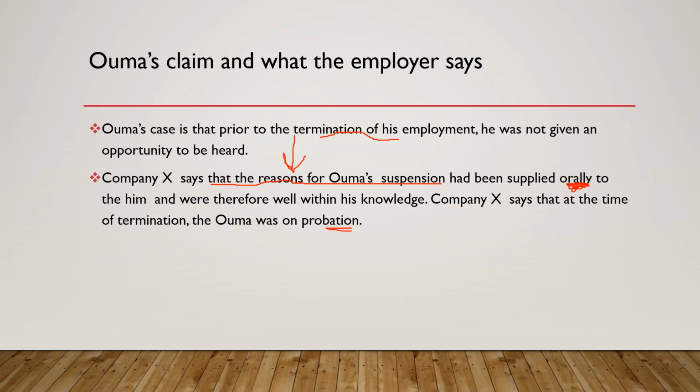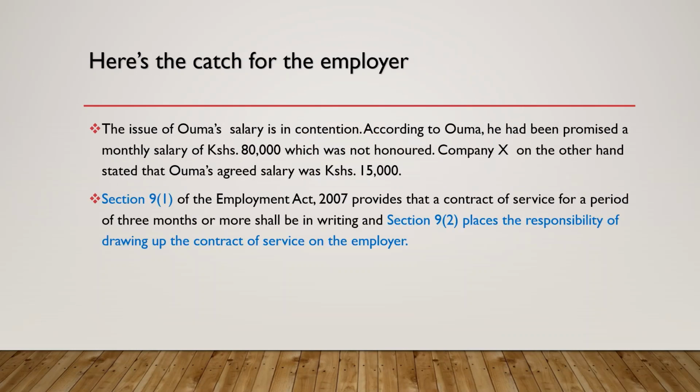When it comes to employment and oral contracts, and in this particular instance I'm referring to section 9 of the Employment Act of Kenya 2007, a contract of service for a period of 3 months or more shall be in writing, and furthermore to this, according to section 9.2, the responsibility to actually draw up a contract of service is on the employer.